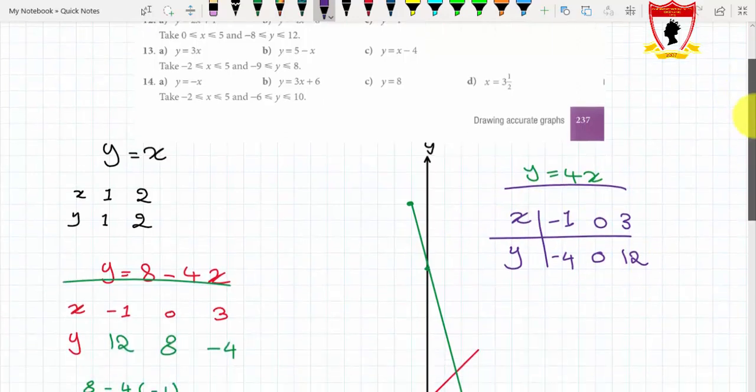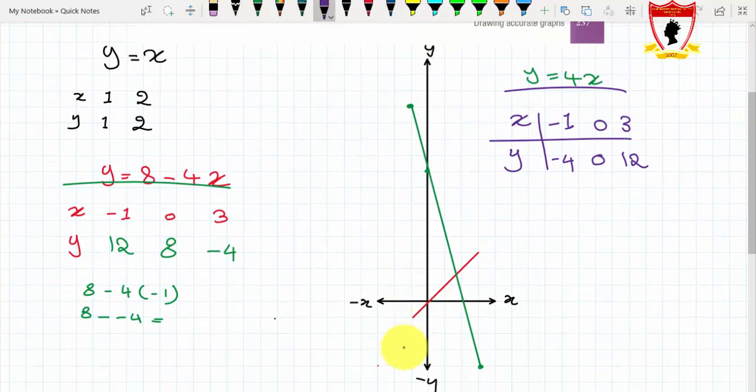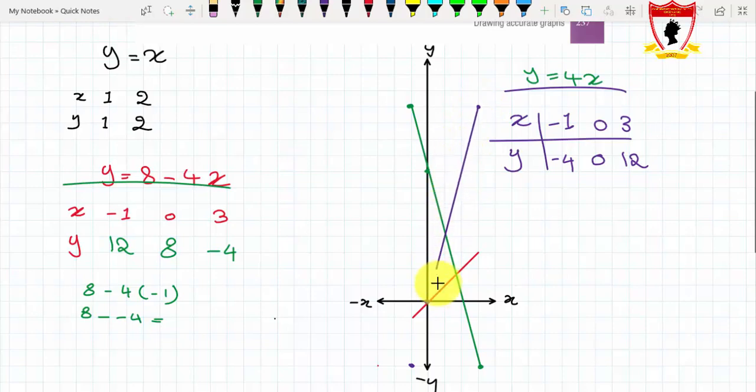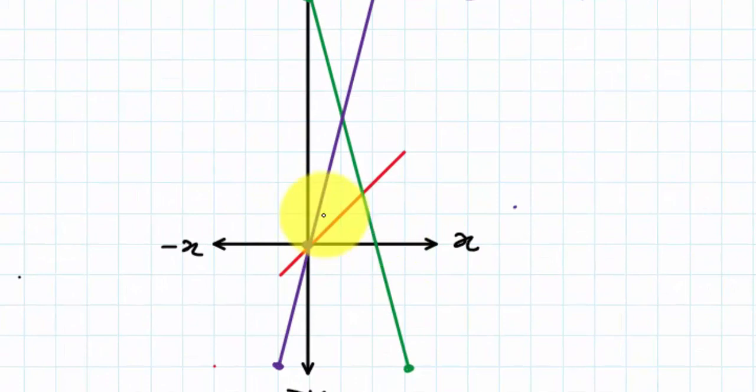The first point is -1, -4. -1 here, -4 is there. Then 0, 0. Then 3, 12. Here is 12, so 3, 12 is right here. Join them. Do they line up? Yes, so the calculation is correct. This polygon, what is between them, is a triangle, so this is the only polygon that appears between these lines.